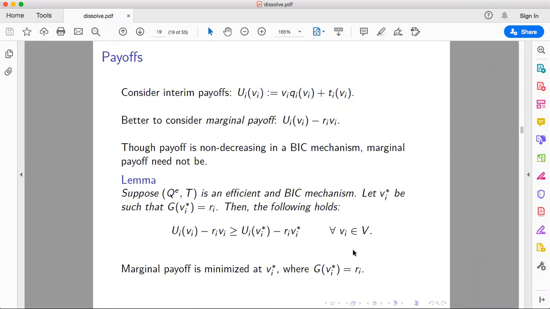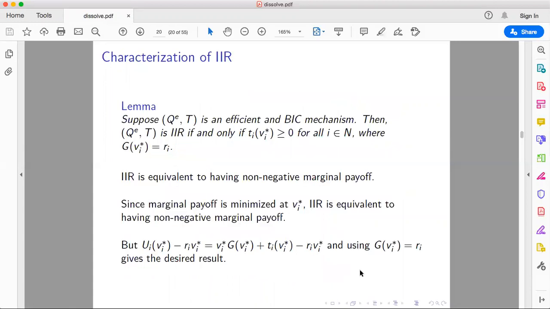And the proof of this is just a first order condition. Basically, U is a convex function, and so U minus Ri, so this UiVi minus RiVi, is also a convex function. And so basically you can minimize it by taking the first order condition. Okay, and the first order condition will just give you this. So that's what we had done yesterday, I mean, the last lecture.